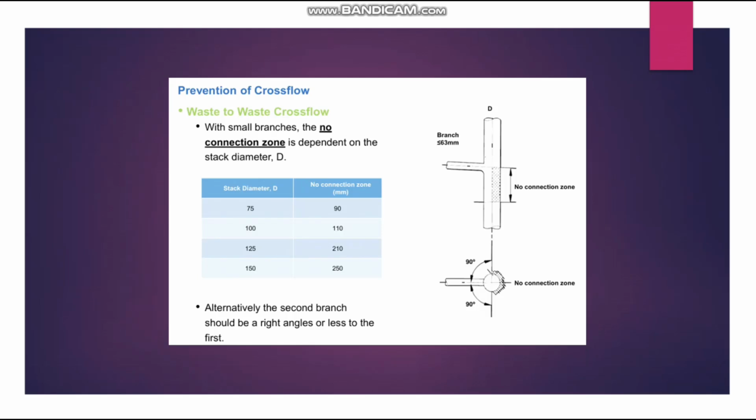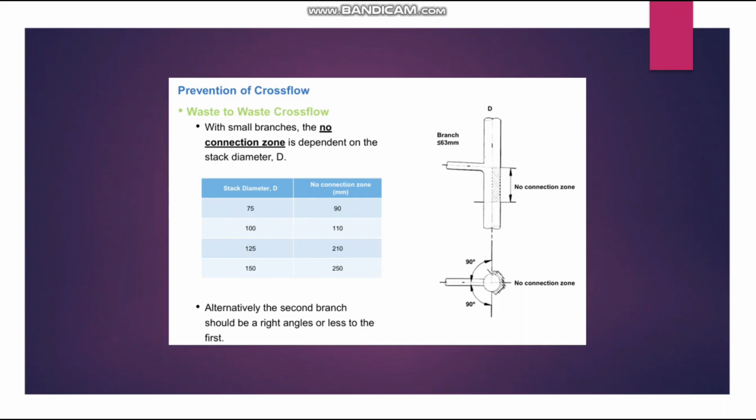Hello friends, welcome back. In the last video, we discussed the drainage system installation rules for super terrace buildings. In continuation of that, we are going to continue with the prevention of cross flow. I request you to watch the last video first before watching this one for a clear understanding.